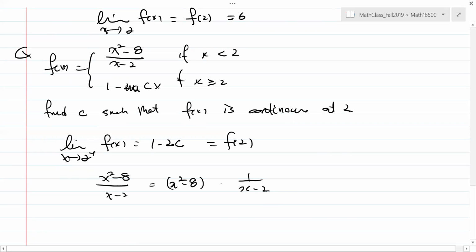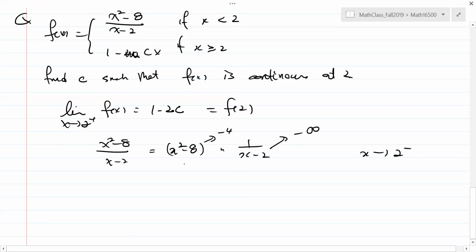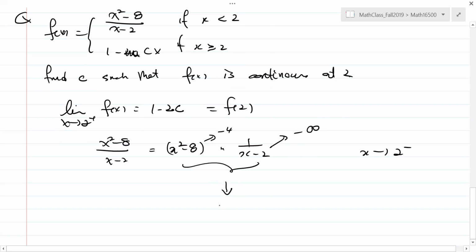So when x approaches 2 from the left hand side, x minus 2 is negative. So this approaches negative infinity. Then 2 squared minus 8 is going to be negative. So this approaches 4 minus 8, it approaches negative 4. So the product approaches positive infinity. Okay? Because negative 4 times negative infinity is going to be positive infinity.